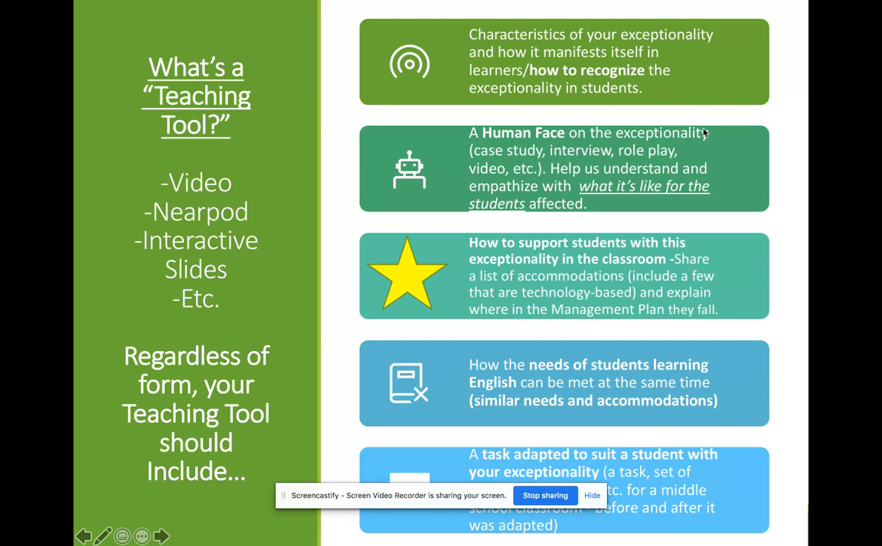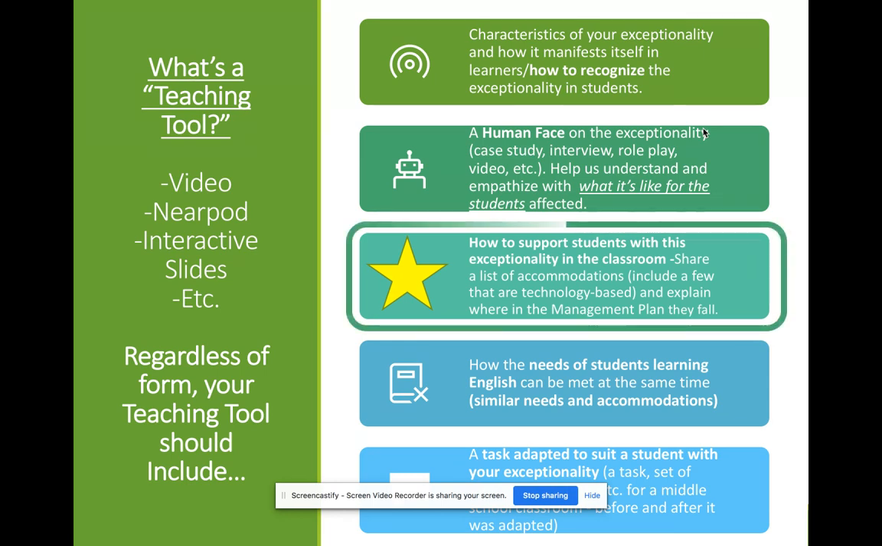You'll see a big star next to this one rather than an appropriate icon, because this is the most important one. This is where your energy should be spent, and that's how to support students with this exceptionality in the classroom. Share a list of accommodations, and include a few that are technology based. Find at least one that's technology based, and explain where in the management plan they would fall.